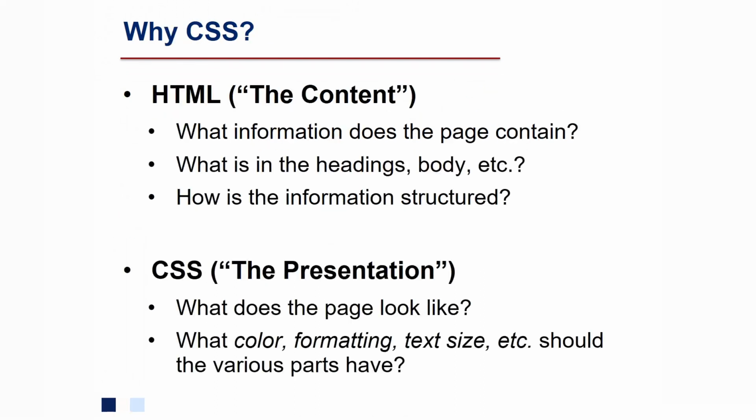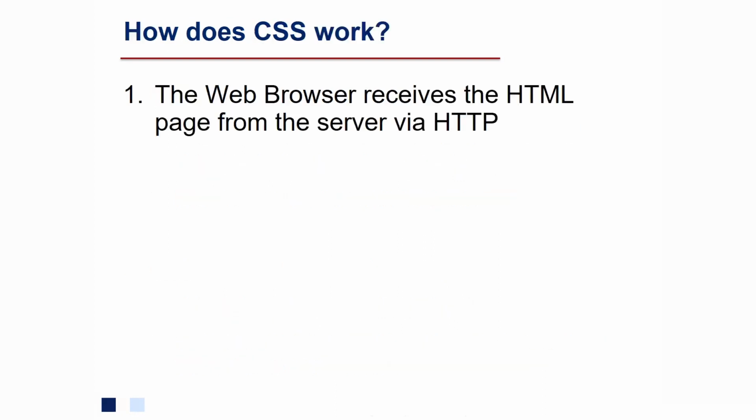Why do we have CSS? Well, keep in mind that HTML, in theory, specifies the structure of the content, what information there is, how things relate to each other, but not so much the appearance of the content. CSS is another language that allows us to specify the appearance of the elements in the HTML page. So how does CSS work?